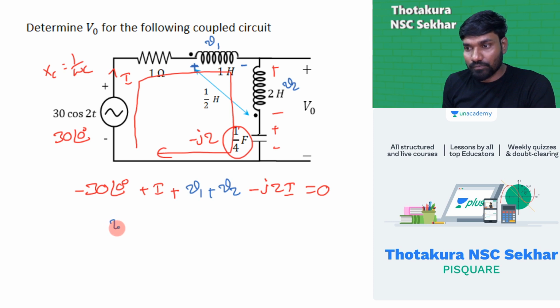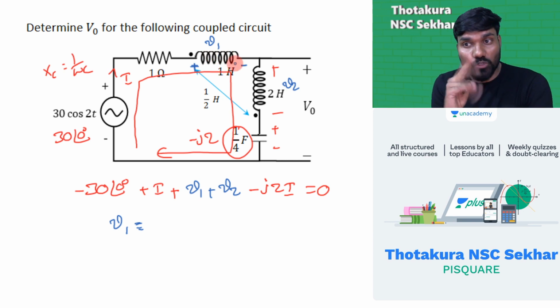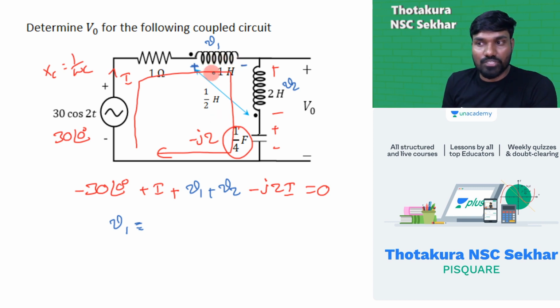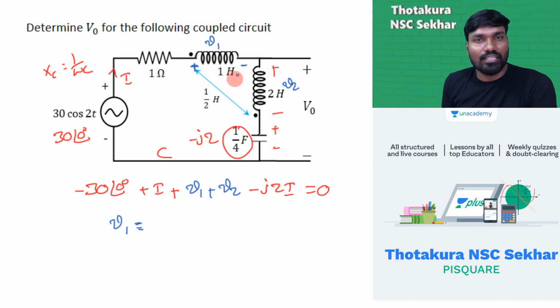V1 is equal to, it's a coupled circuit. Coupled inductance has two voltages. One is self-induced EMF, the second one is mutual induced EMF. The self-induced EMF is due to the inductance. We don't deal with the inductance values, we deal with the XL values. Let's take that XL value because I'm writing KVL.